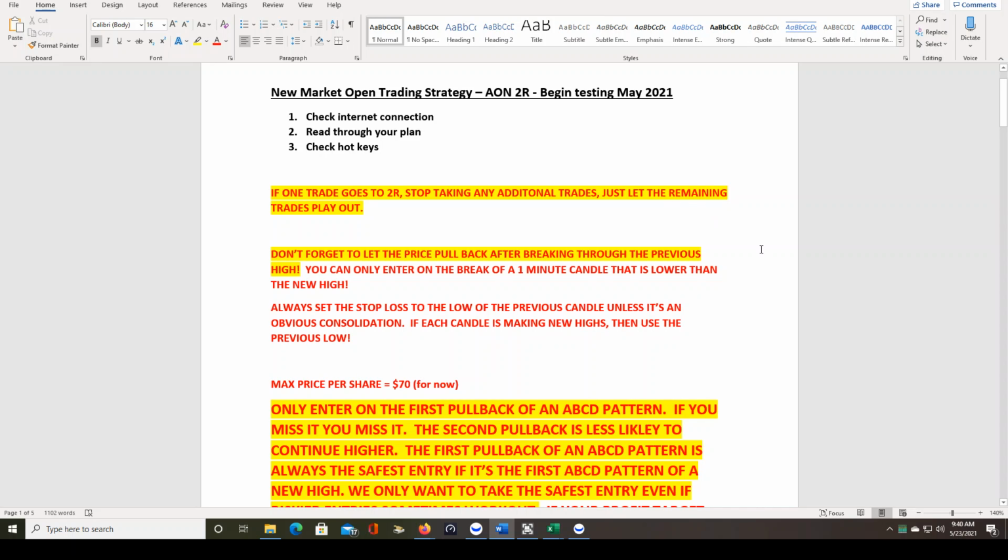Read through your plan every day. That's so important, because sometimes things don't happen for a very long time when you're trading, and then all of a sudden something pops up that you haven't seen in a while, but it's in your plan, but you haven't been reading your plan, so you forget what to do about it. So that's why you want to read your plan every single day.